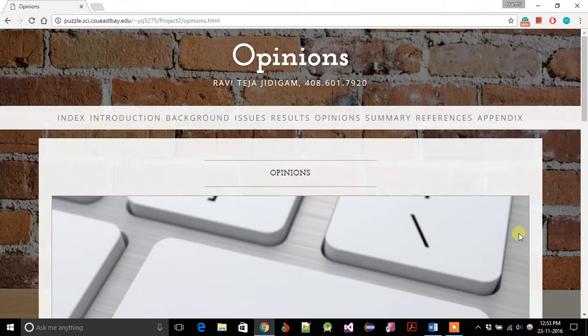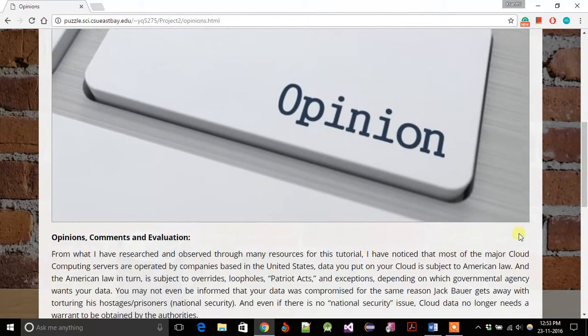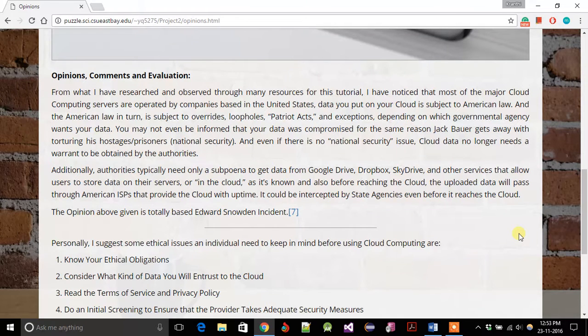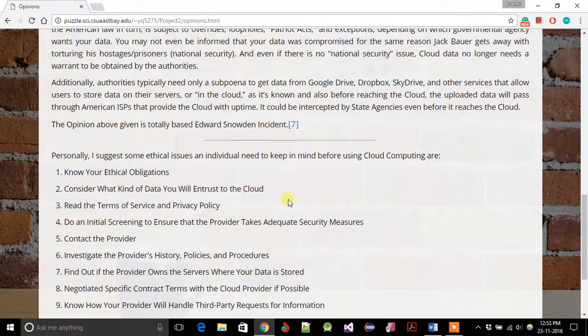In the opinions page, this is my personal opinion. I mention a situation that happened in American history. If you Google Edward Snowden, you will find a detailed description of the incident, what happened, what the US is doing regarding surveillance and individual privacy, and how they are collecting data from the cloud. These are the different companies they are getting data from: Google Drive, Dropbox, and SkyDrive.